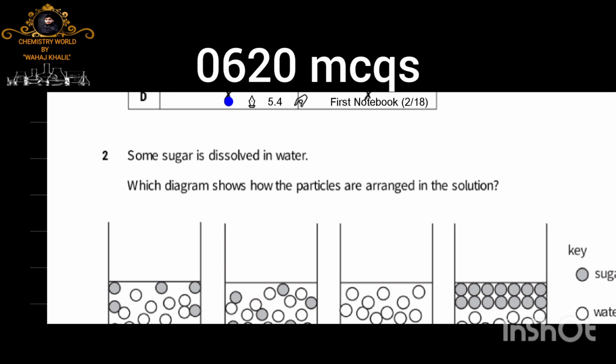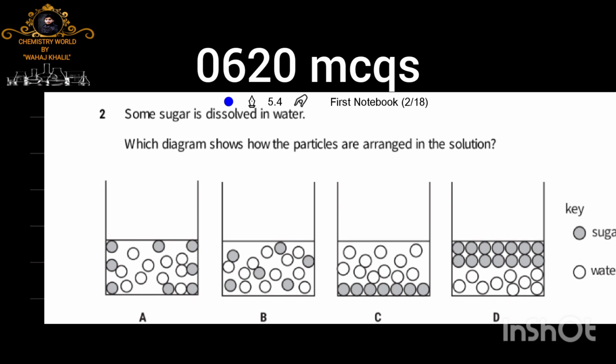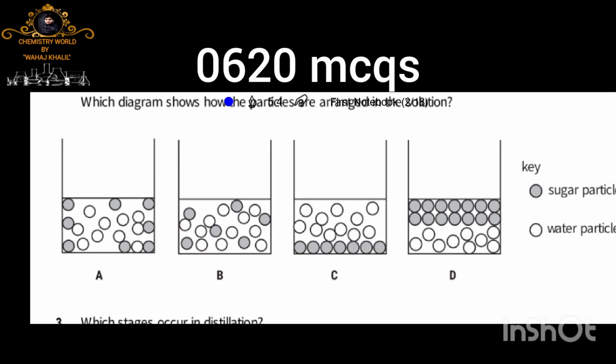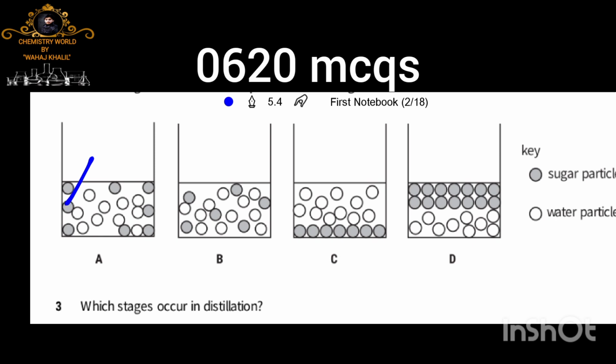The second one: some sugar is dissolved in water. Which diagram shows how the particles are arranged in the solution? The gray ones are sugar particles and the white ones are water particles. So is it this one? Is it that one? The sugar molecules are dissolved completely, as we can see in diagram B. So we can choose option B. These others are not dissolved.